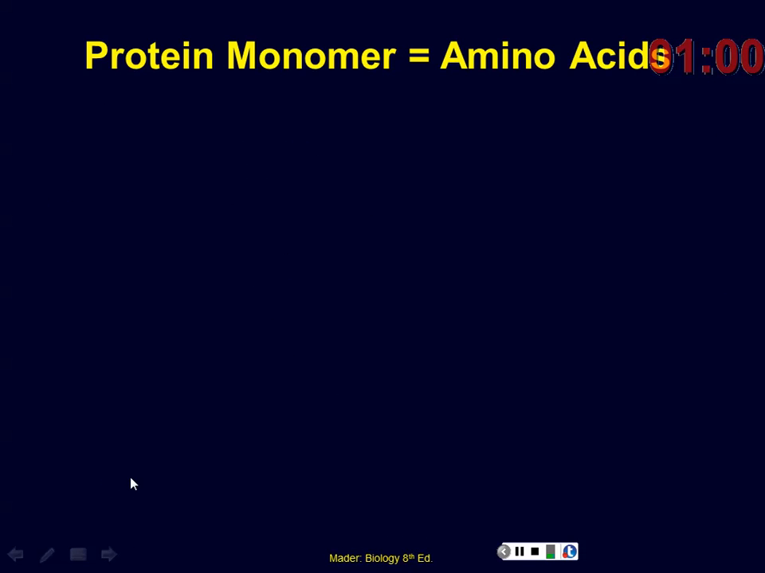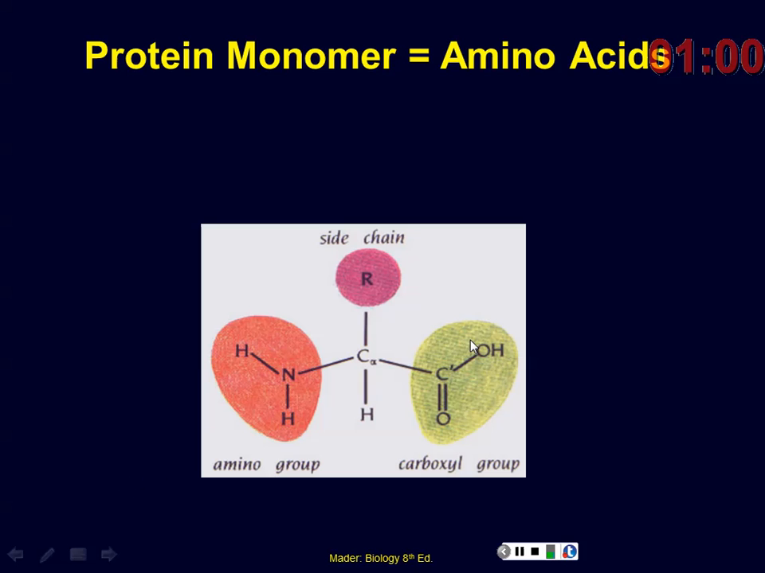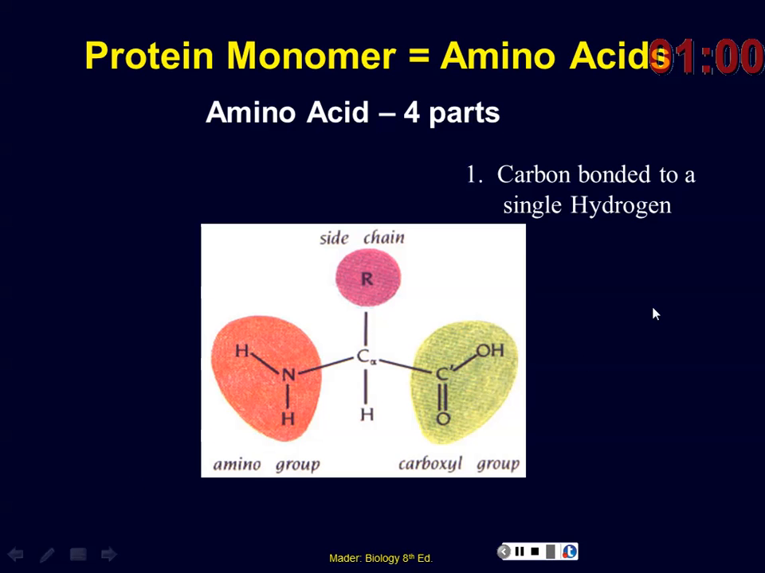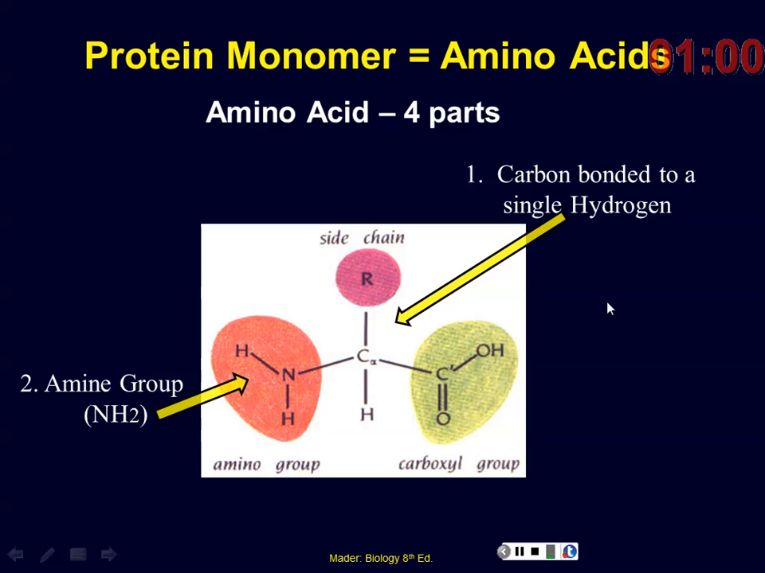The monomer for a protein is an amino acid. Amino acids, all amino acids, have 4 parts. They all have a carbon bonded to a single hydrogen. It's right there. They all have what's called an amine group. It's right there. Amine groups contain nitrogen. They all have an acid. It's called a carboxyl right there. And amine and carboxyl are functional groups.